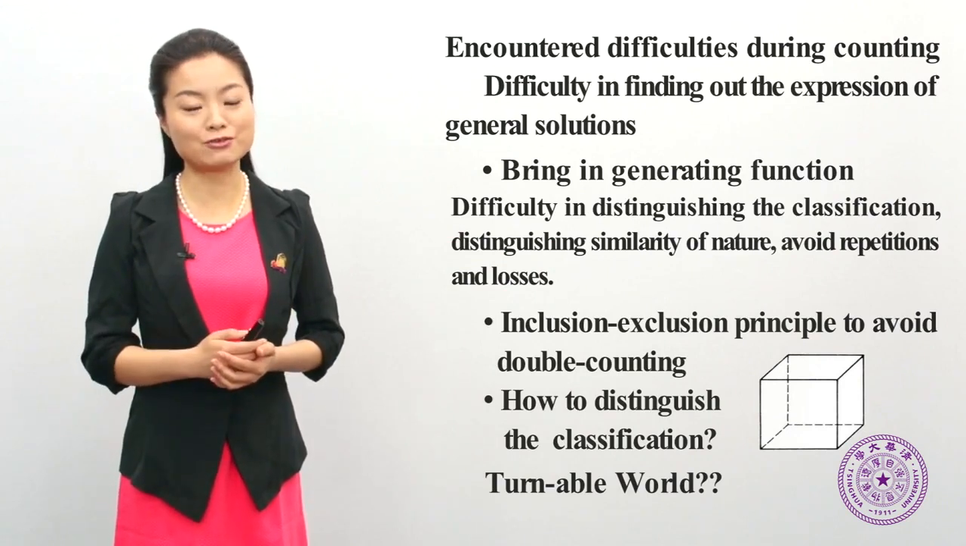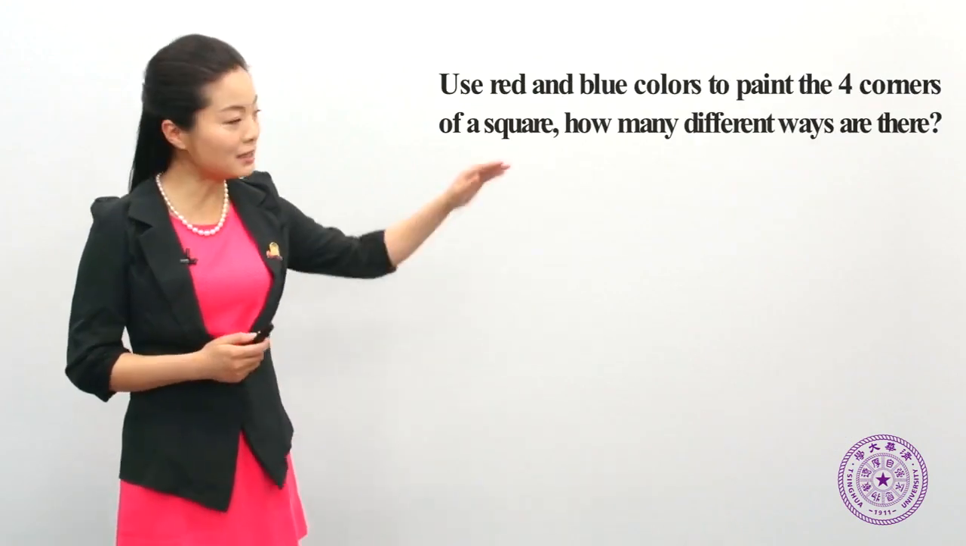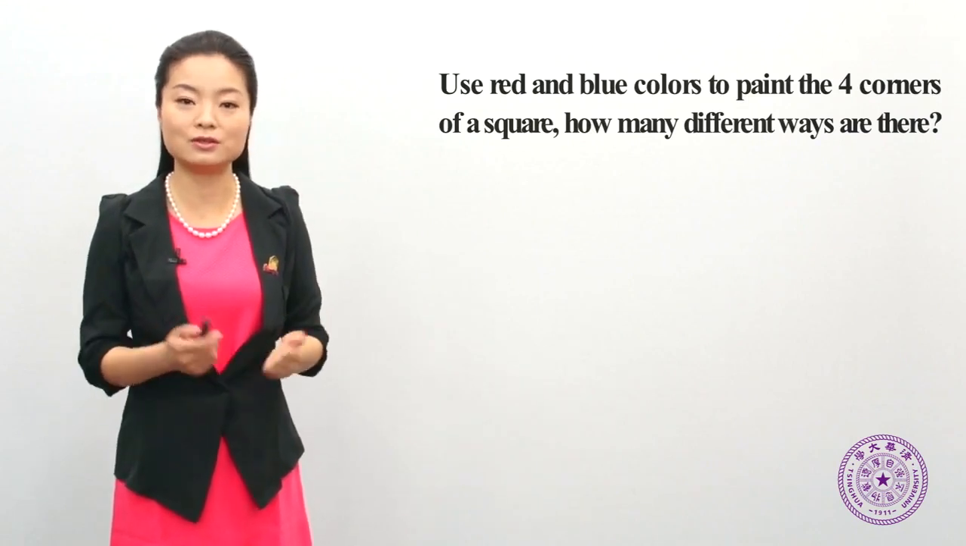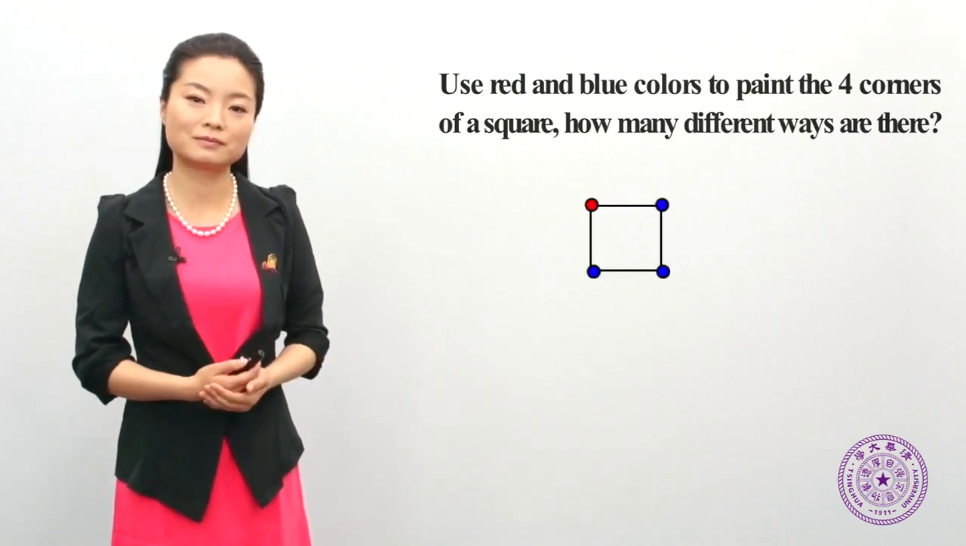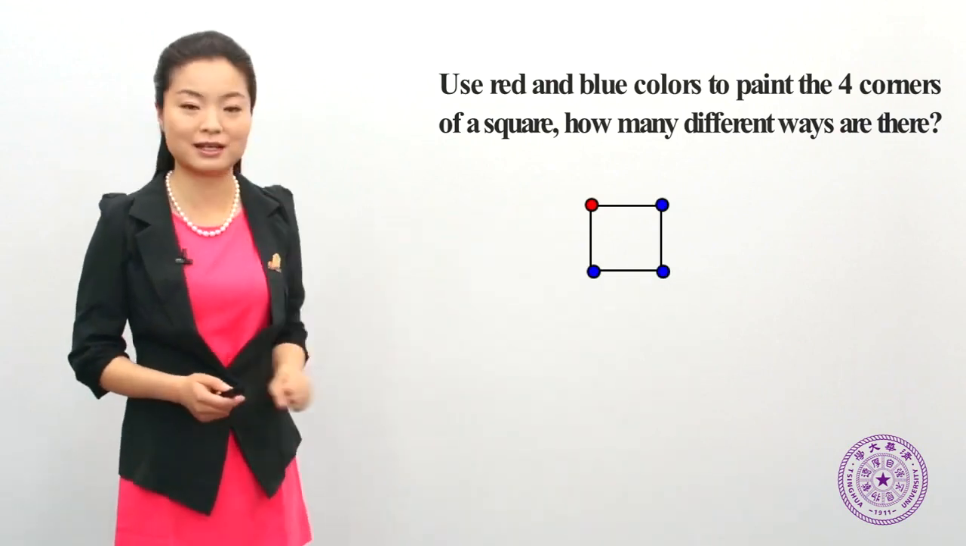We can first not consider the 3D dimension. Let us just take a look at a flat surface. If it can be rotated, what are the possible problems? For example, take a square and paint its 4 corner points using the 2 colors blue and red. How many different painting ways are there?